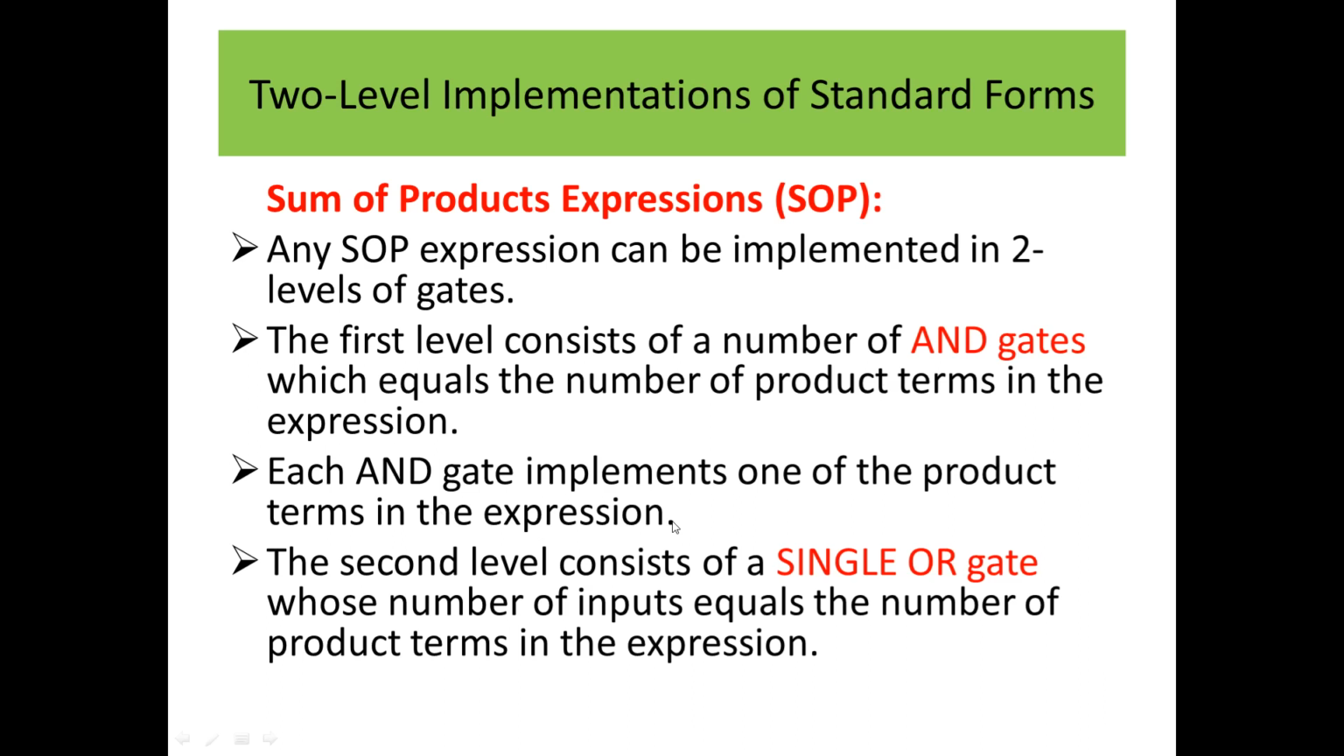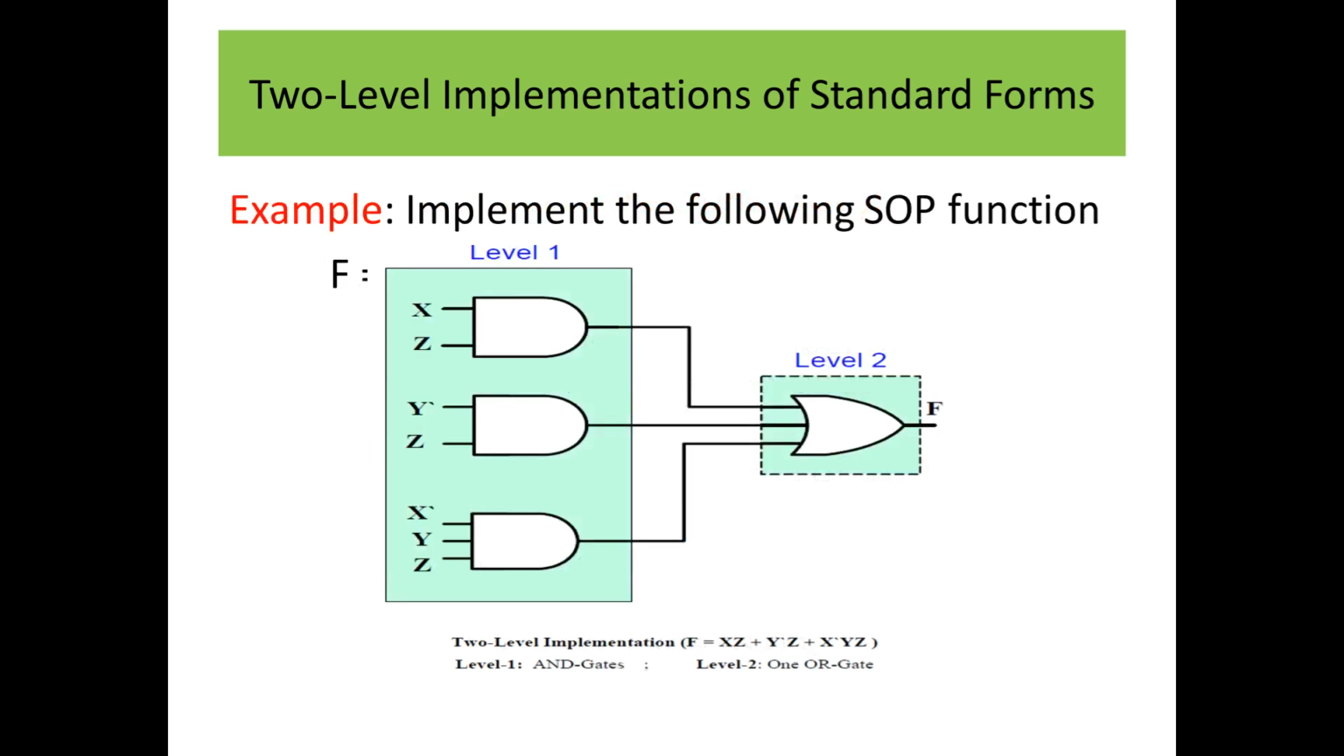For example, XYZ requires a 3-input AND gate. X bar, Y bar, Z bar also requires a 3-input AND gate. So one product term, one AND gate. The second level consists of a single OR gate whose number of inputs equals the number of product terms in the expression. If you have XYZ plus X bar Y bar Z bar, then you require 3-input AND gates and a single 2-input OR gate.